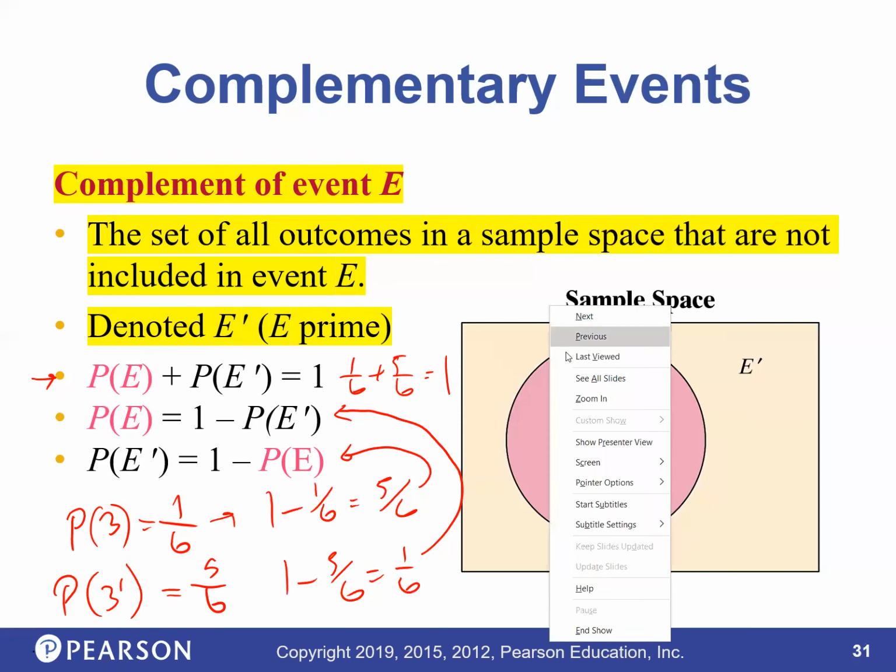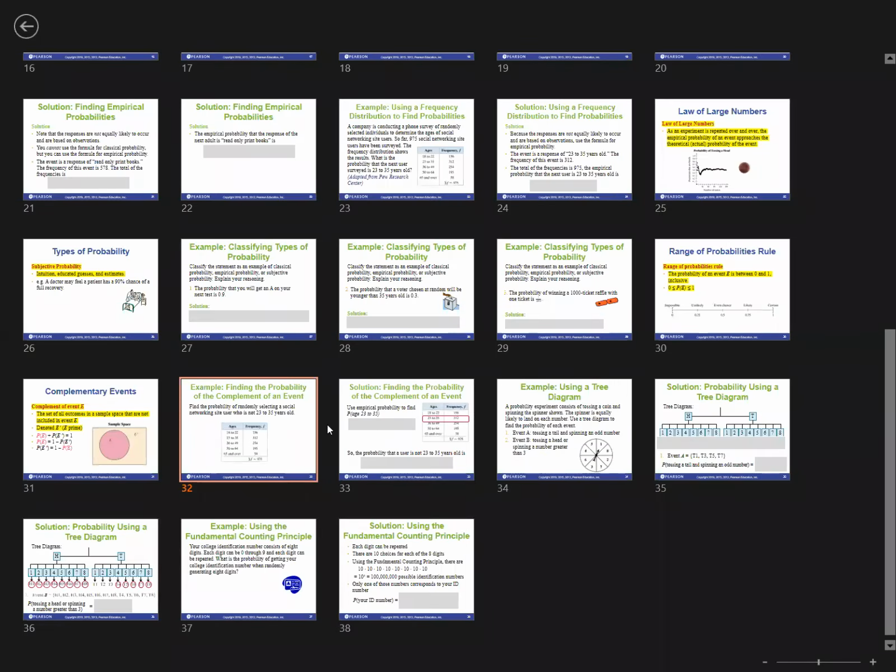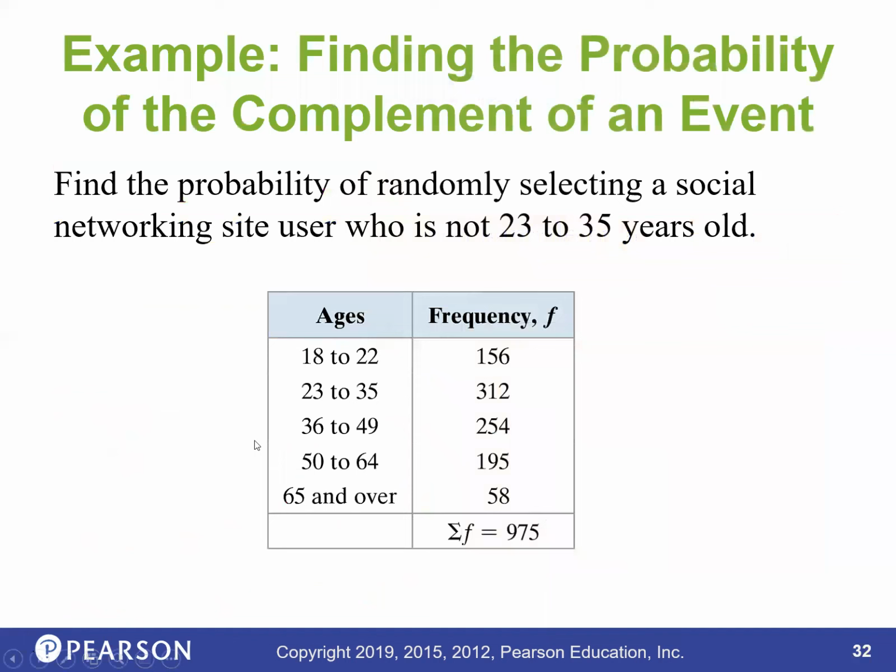So let's go back to this one right here. That's a good one. So find the probability. Want to write this one down. We have the information already from before. Find the probability of randomly selecting a social networking site user who is not 23 to 35 years old. Real quick on your notes, what's the probability of selecting a user that was?